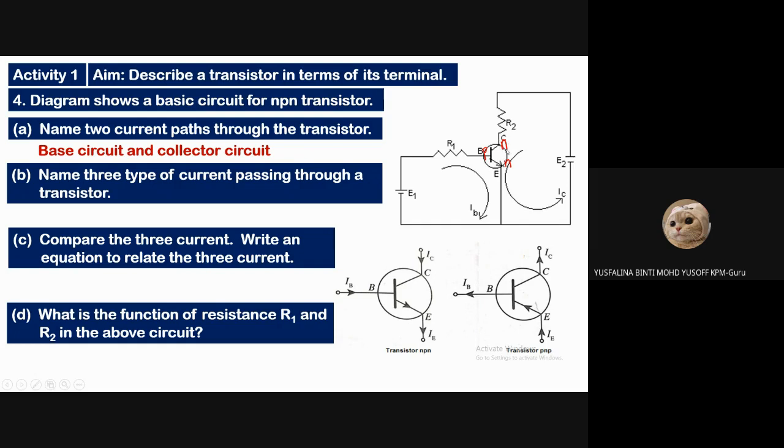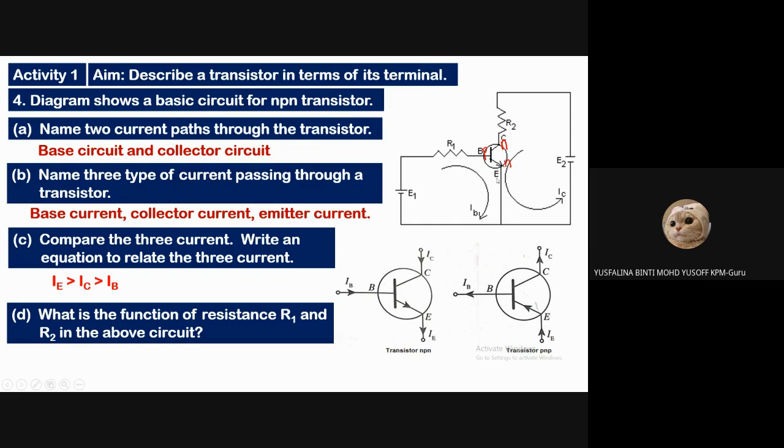Name three types of current passing through a transistor. What current flows through the transistor? We focus on the transistor here. The three currents are the base current, the collector current, and the emitter current. Compare the three currents and write an equation to relate them. IE is bigger than IC, and IC is bigger than IB.